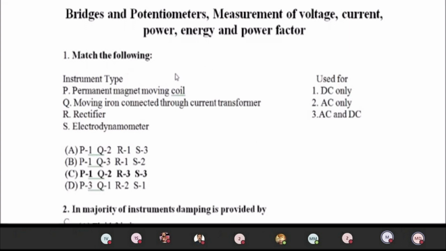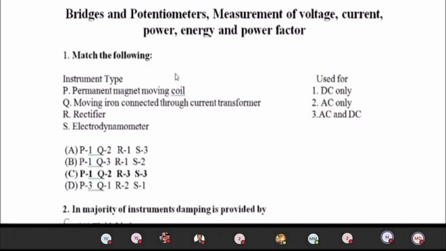So on the screen you can see the questions along with the answers, that is the choices. Similar questions will be available in the exam. Question number 1, match the following. It is in the form of match the following. On the left side the instrument types have been given, and on the right side the corresponding supplies have been given. We have to match them, and the choices are also given at the bottom.